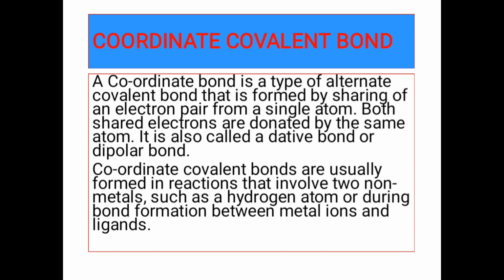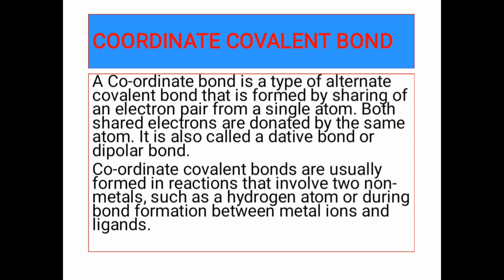We can go further to define a coordinate covalent bond. A coordinate covalent bond, or a coordinate bond, is a type of covalent bond that is formed by sharing of an electron pair from a single atom. Both shared electrons are donated by the same atom. So it is also called a dative bond or dipolar bond. Coordinate covalent bonds are usually formed in reactions that involve two non-metals such as hydrogen atoms, or during bond formation that exists between metal ions and ligands.